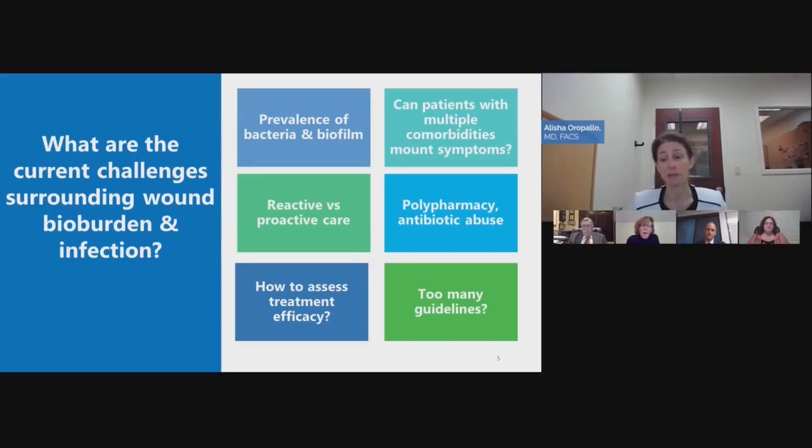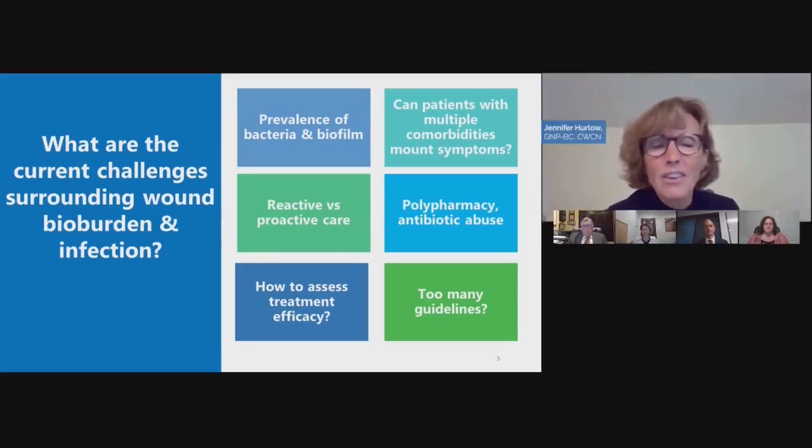So that kind of leads me to how to assess treatment efficacy, right? Sometimes we don't see a patient in a week or 2, and it could get worse or better. So it's important to know whether the treatments we have selected are actually effective beforehand.